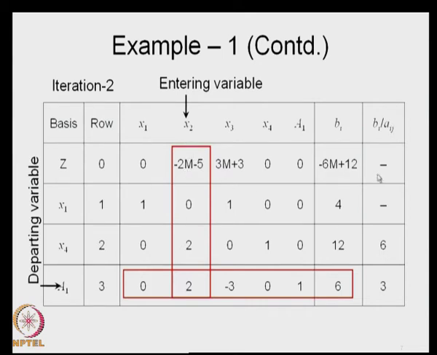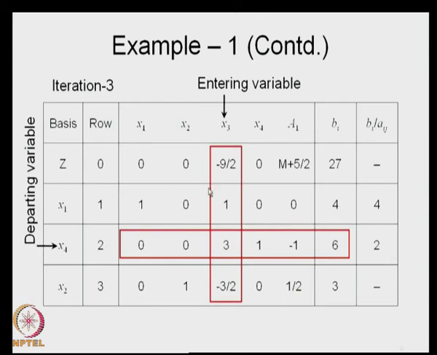Once you identify the entering variable, calculate bi by aij if it is non-zero, non-negative, and then you will choose that particular variable which has a minimum bi by aij among all these variables for which you could calculate, and that goes out of the basis as a departing variable. So, it makes way for the entering variable x 2. So, you will have your next basis as x 1, x 4 and x 2, and then you do the transformation again of the pivotal row and so on. So, you get to the next iteration. So, x 1, x 4, x 2 is your new basis.